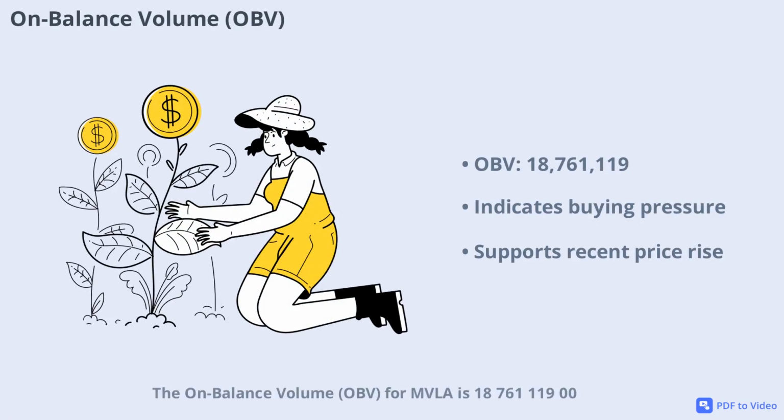The on-balance volume, OBV, for MVLA is 18,761,119, a substantial figure for an OTC stock. OBV measures buying and selling pressure by adding volume on up days and subtracting on down days.